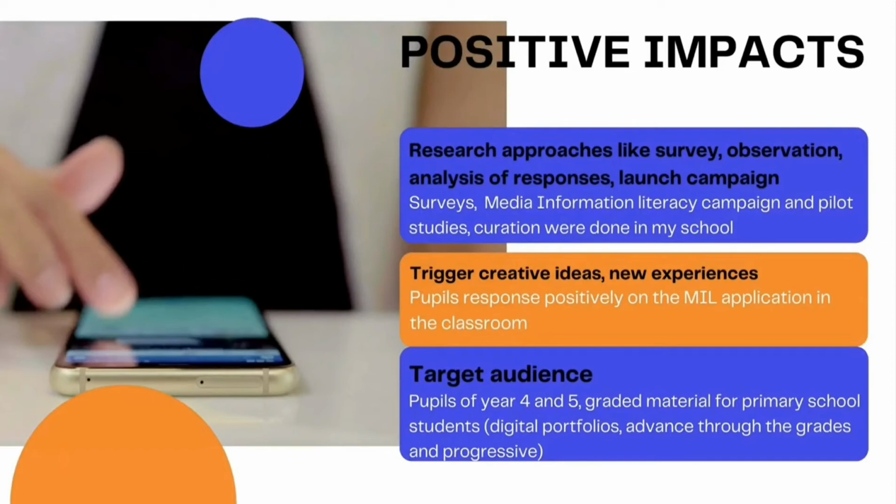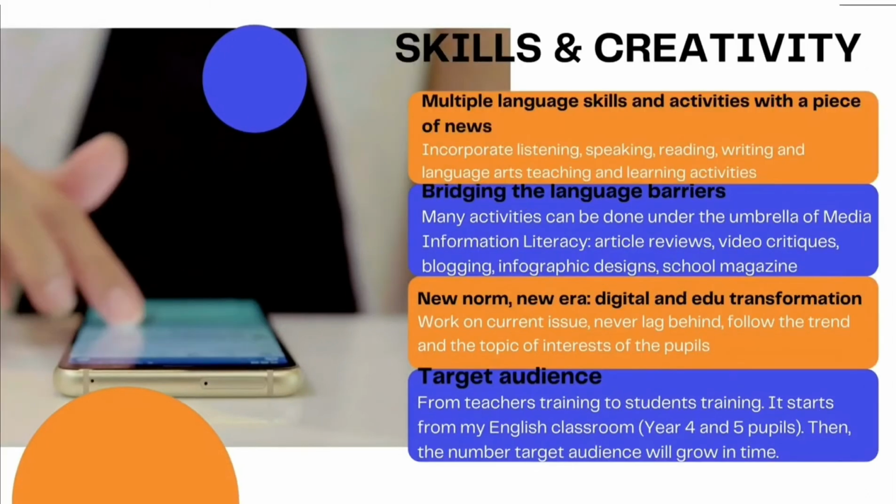The target audience are pupils of Year 4 and 5, with graded material for primary school students and digital portfolios, advancing through the grades and progressive. I have incorporated listening, speaking, reading, writing, and language arts teaching and learning activities with a piece of news. Many activities can be done under the umbrella of media information literacies, like article reviews, video critiques, blogging, infographic designs, and a school magazine.